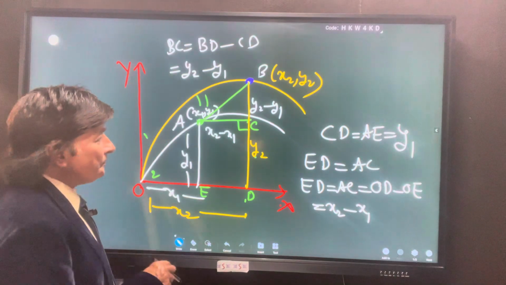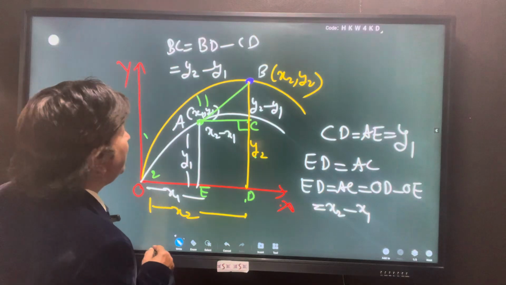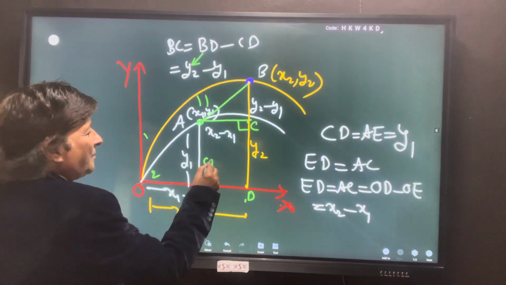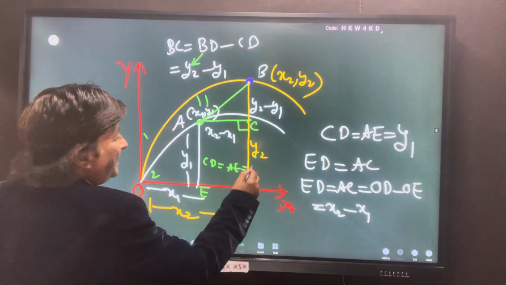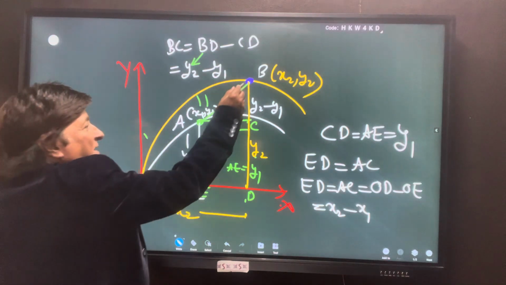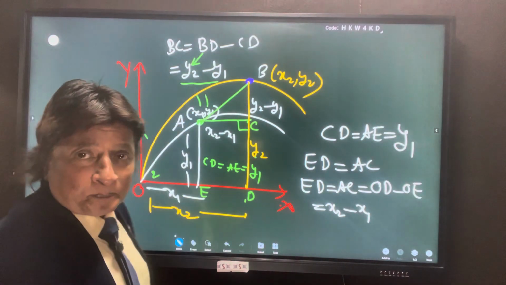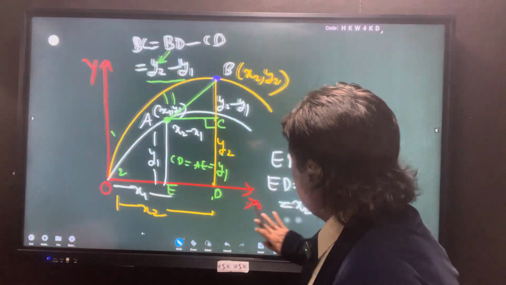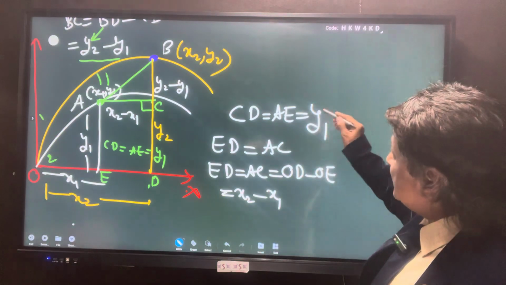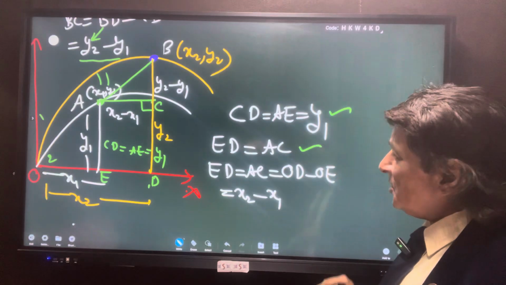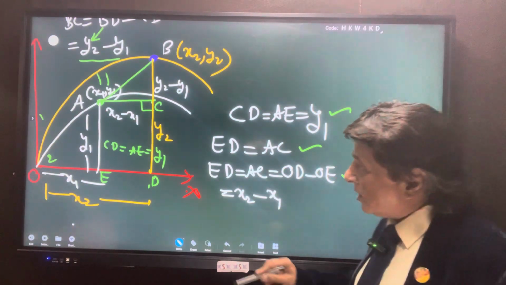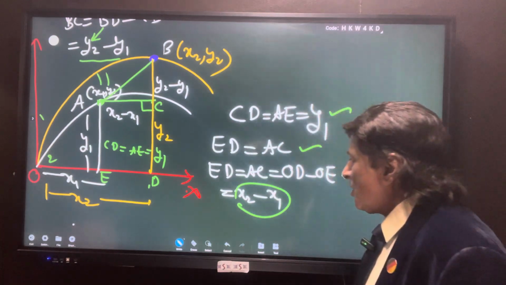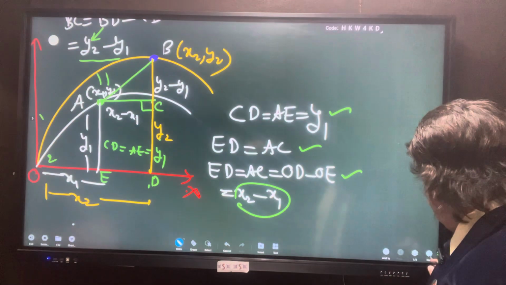Simple. Now see, BD is nothing but y2. CD is equal to what? CD is equal to AE, and AE is equal to y1. So if we find BC, it becomes y2 minus y1. Simple. And CD, that is AE, that is y1. ED is equal to what? That is AC. So ED is equal to AC, OD minus OE. See, OD is x2, OE is x1. So ED becomes x2 minus x1.